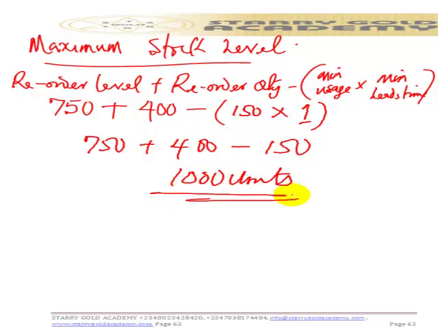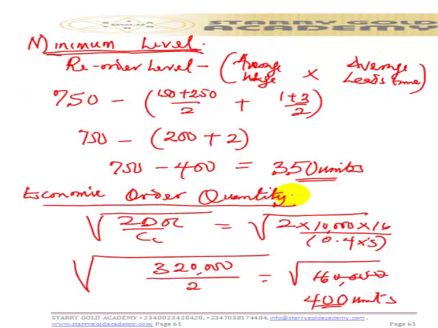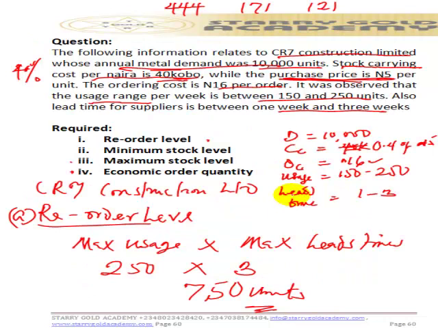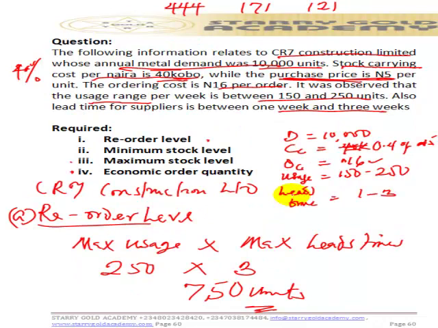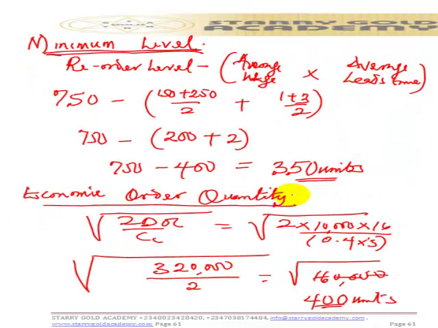1000 units is the maximum that can be in store. Minimum unit is 350 and the reorder level is 750. So when the number of units in store is 750 units, the company would request for replenishment, and if they are going to get supply, they are going to order 400 units, and they must ensure that the number of units in the store is not less than 350 units.